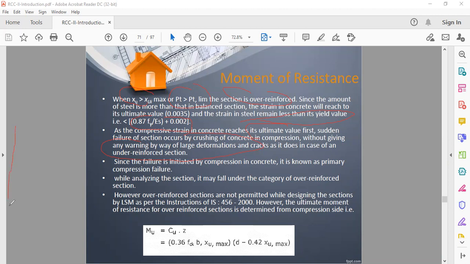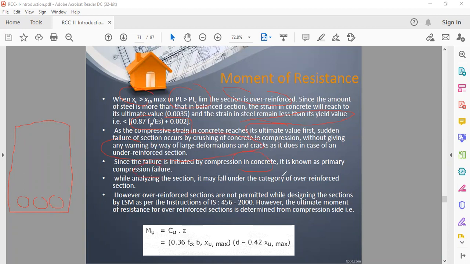So you should not give an over reinforced section. Your section should not be over reinforced. Since the failure is initiated by compression in concrete, it's known as primary compression failure.